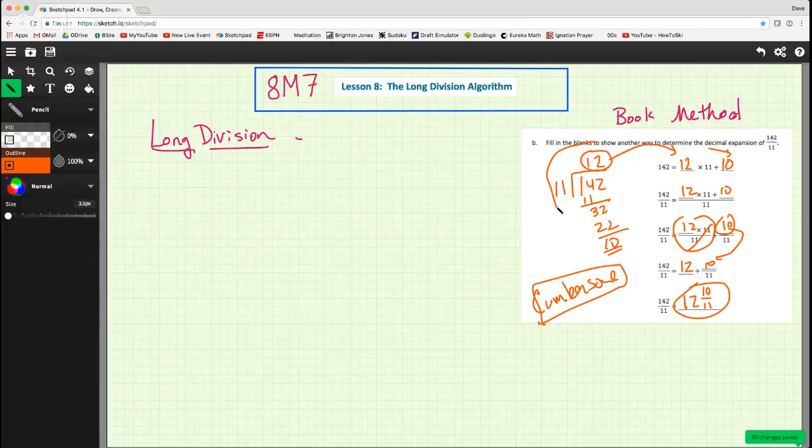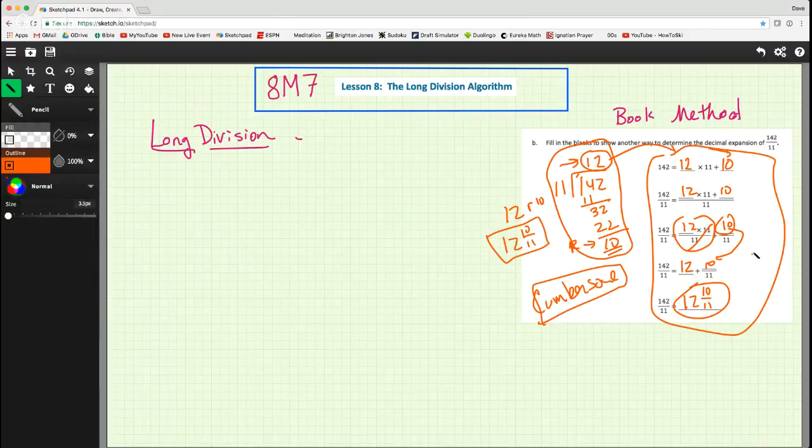Really, all you needed to do was this long division piece, and then you get your answer, right? 142 divided by 11 is equal to 12 with a remainder of 10, which can just be written as 12 and 10 elevenths. I think they're trying to make something clear here, but I find this confusing.